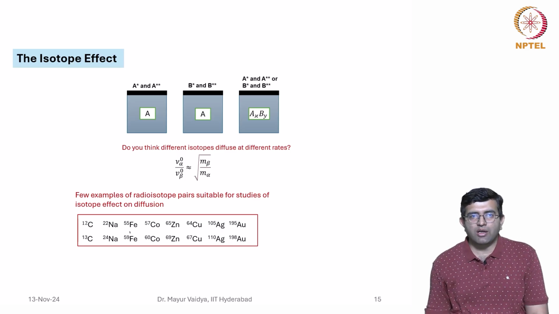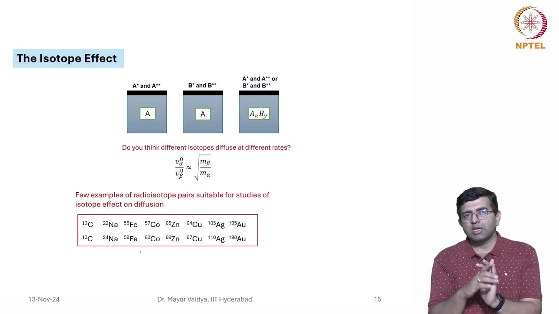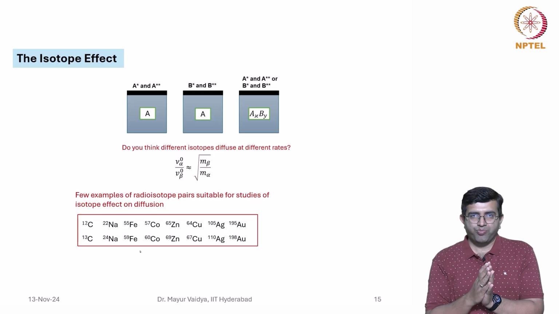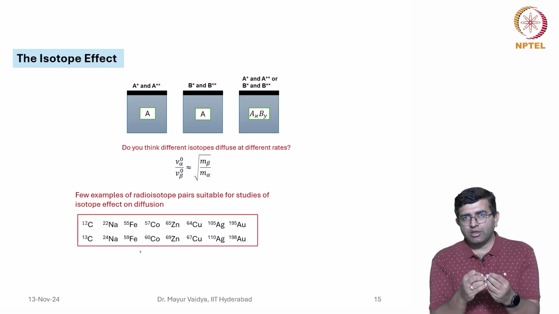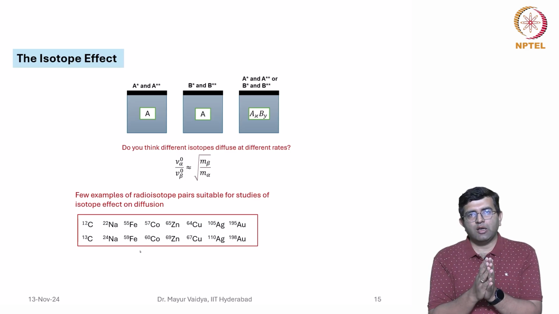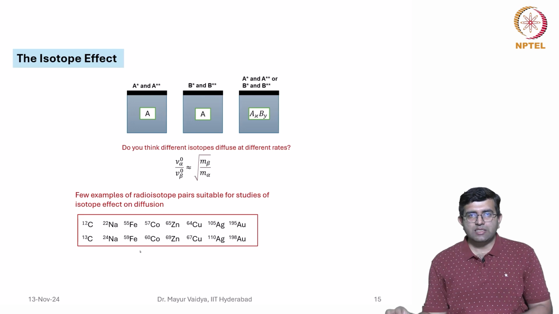However, for many of the alloy systems, the isotope effects are not that significant. If I use a 55 iron or a 59 iron to measure the diffusivity in steels, practically they may be very similar. So the isotopes do have different diffusion rates, but for most of the metallic alloys, those differences are not very significant.